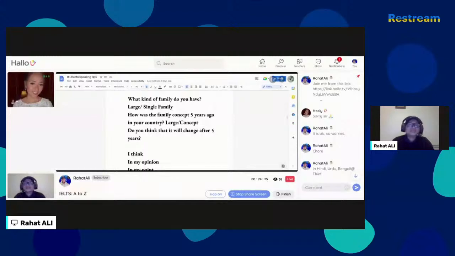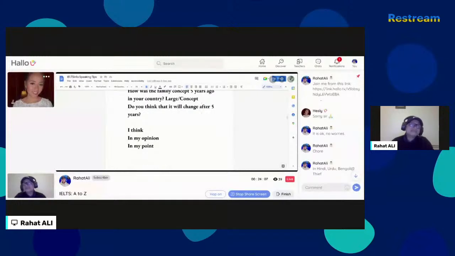And the last part: do you think that it will change after 5 years? Now look at this pattern. It's a future tense, future concept. Then when you're adding your comment, like "do you think," you'll start like this. I've written some demo at the bottom: "I think, in my opinion, after 5 years the concept of family will be changed. People will be more focused on business or career or personal development, and they may have children or not." I'm not sure, because you're adding your comments.